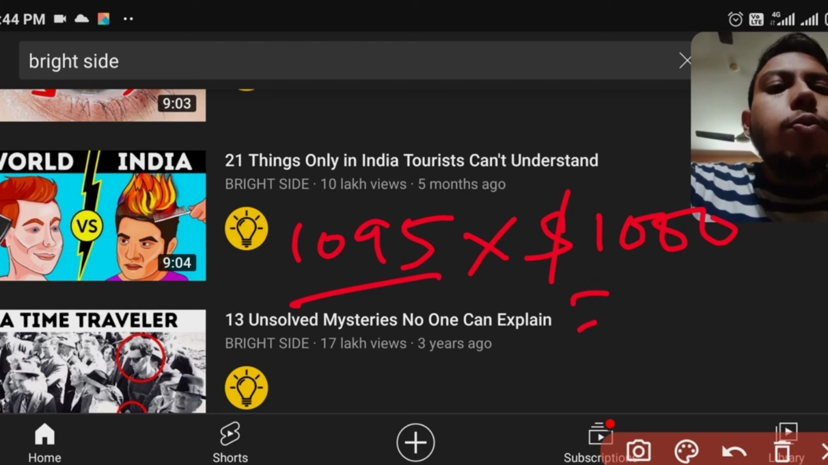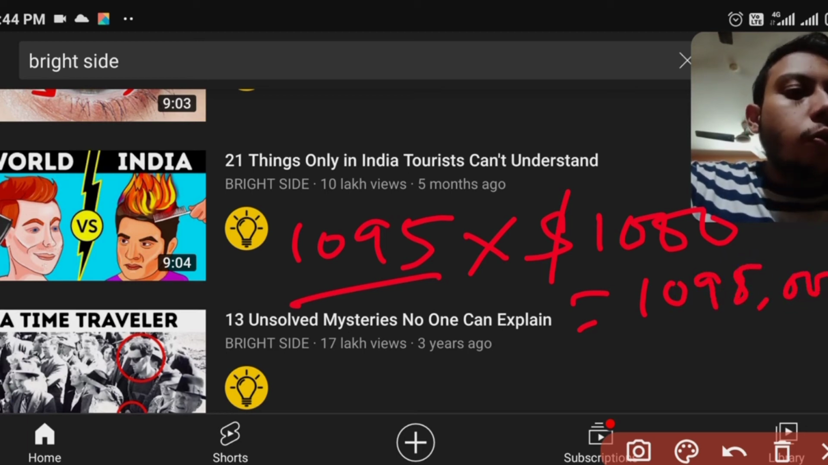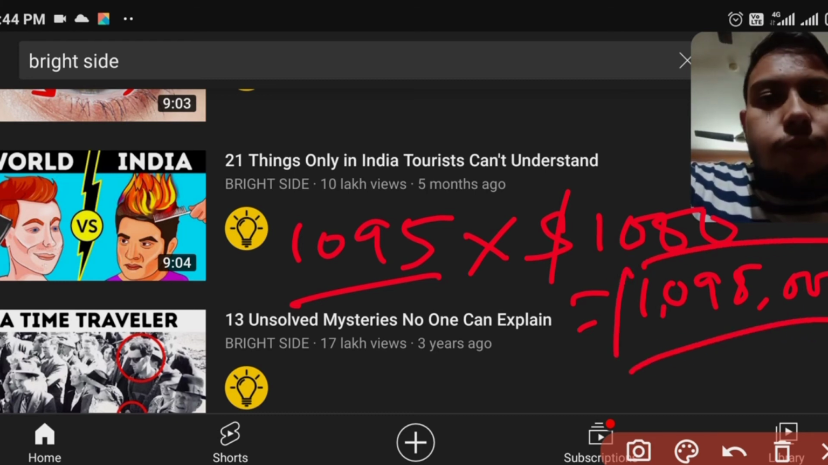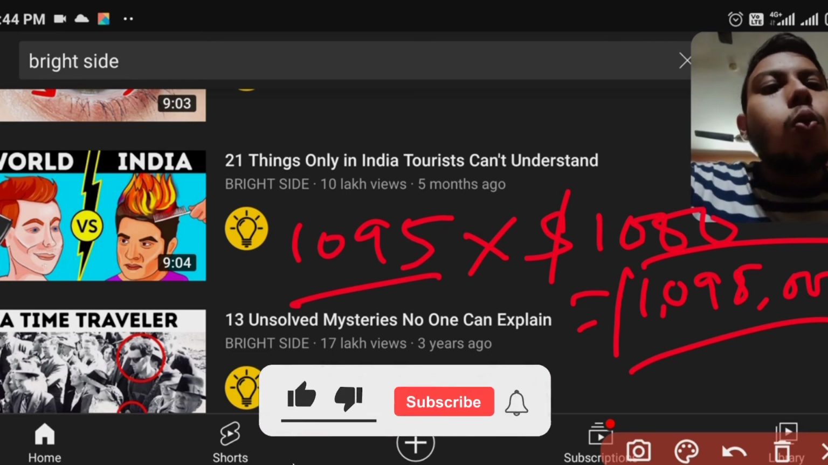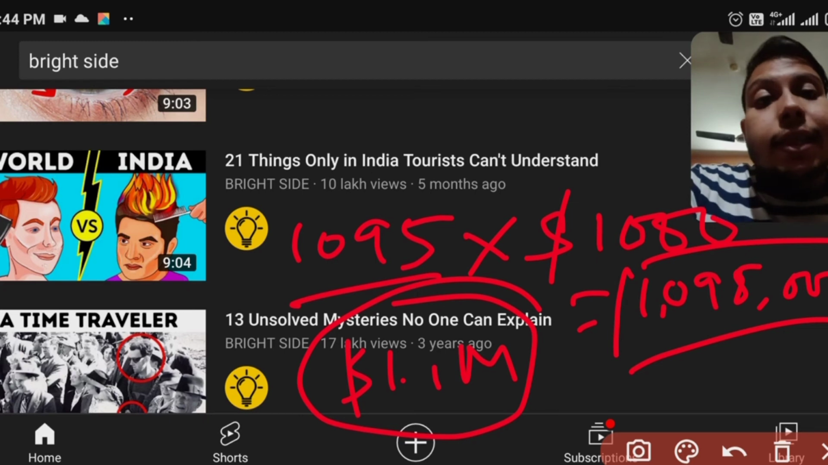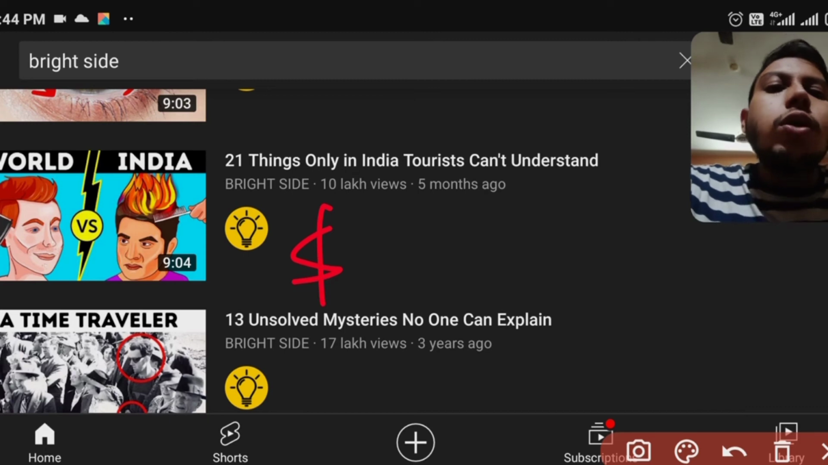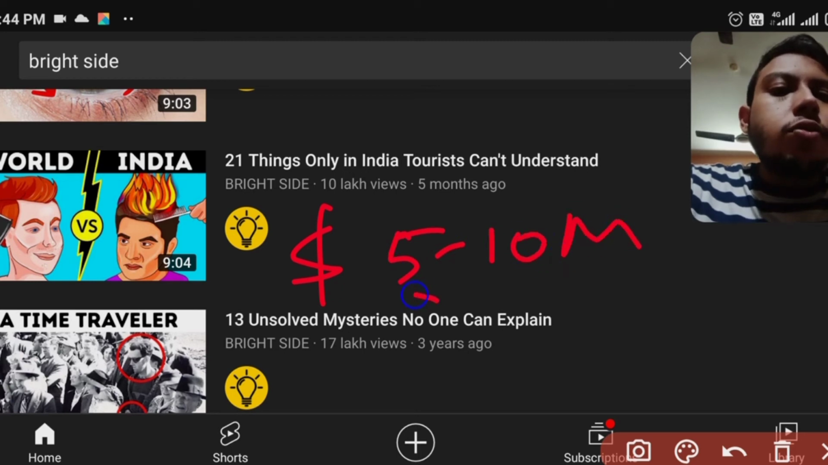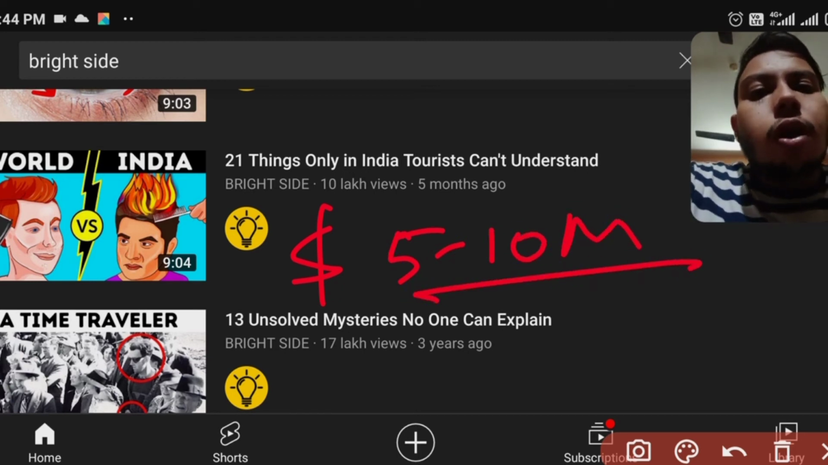So how much is it going to cost? 1095 times 1,000, so it's going to cost them almost $1.1 million. This much is the investment that they are making, and after that they're getting results: they're making almost $5 to $10 million every single year. So it's a good profit they are making.